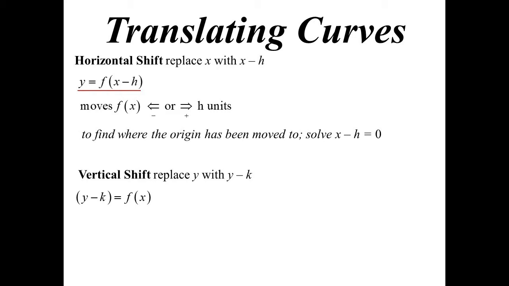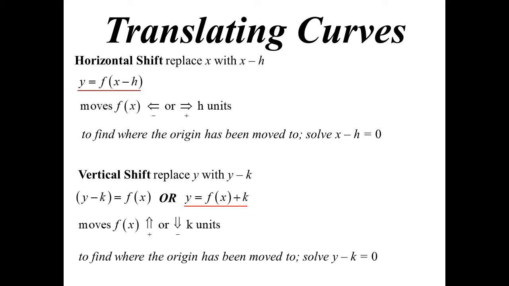In reality, we would then move the k to the other side, and we see it as y equals function of x plus some constant number. But if we think of it like that, it's nice and consistent. So up or down, depending again on whether k is positive or negative. And also, if you're unsure and you want to find where 0 has been moved to, solve what y minus k equals 0 gives. So let's have a look at one.